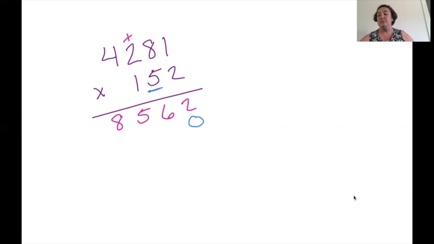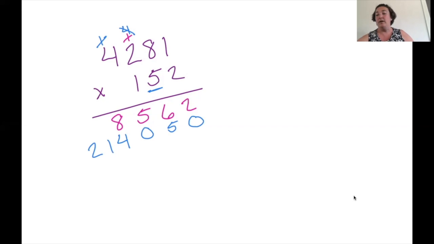So 5 times 1 is 5. 5 times 8 is 40. Put down my ones, carry my tens. 5 times 2 is 10, plus what I've carried. So 10 plus 4 is 14. Put down my ones, carry my tens, and I'm crossing it out to show that I've used it. 5 times 4 is 20, plus what I carried. 20 plus 1 is 21.